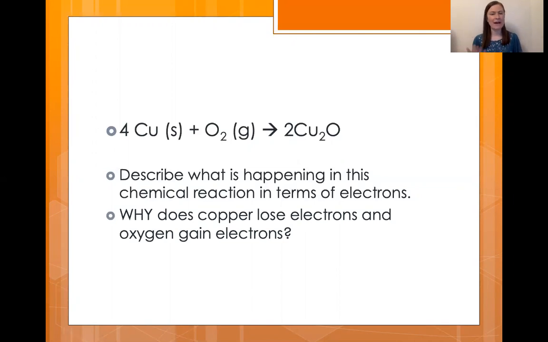Let's think about why that happens. Based on what we've talked about this year in chemistry class, why does copper lose electrons and oxygen gain electrons?